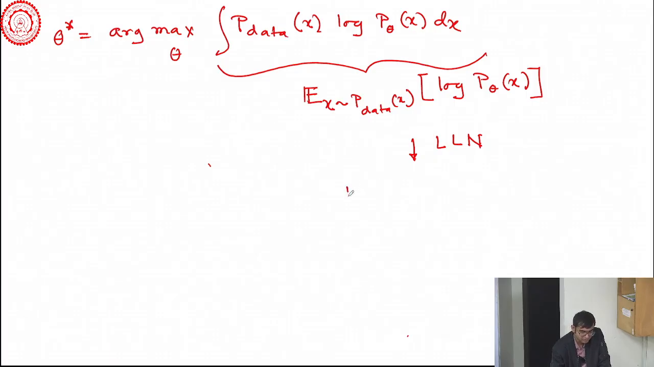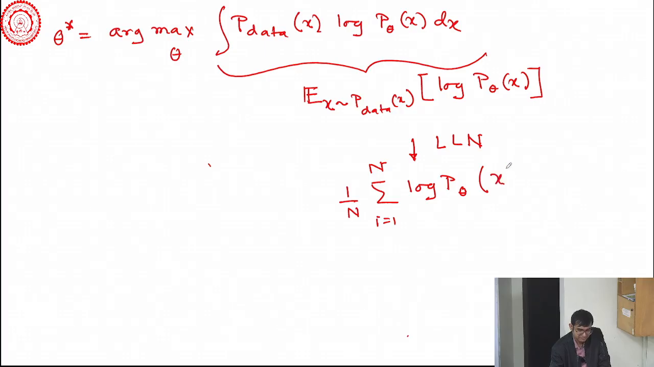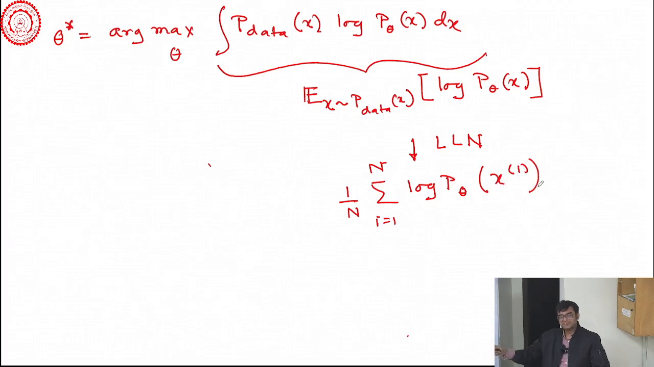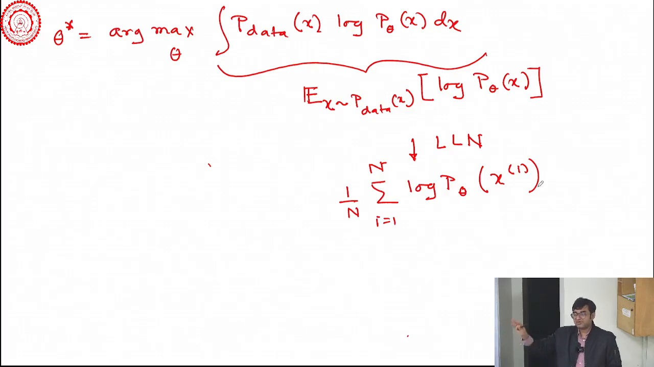So this is equal to 1 by n, summation i equal to 1 to n, log p theta of x i, where x i is your ith training data. These are your training samples. So if it is the MNIST image, it is your ith image. Clear?